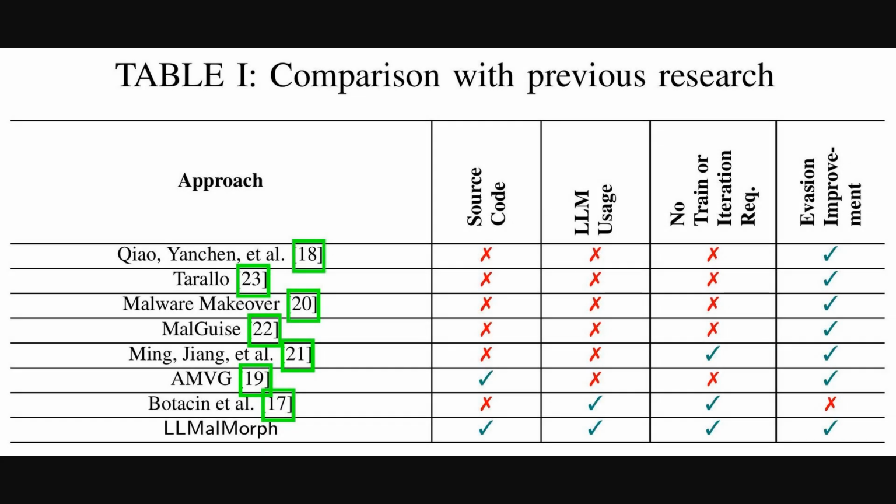Alright, to put their work in context, this first table compares the LLMalMorph framework against previous research. You can see it's one of only a few approaches that works directly with source code. But what really makes it stand out is that it's the only method listed that uses an LLM and, critically, doesn't require any resource-intensive training or iteration. This combination of working with source code and using a pre-trained LLM without fine-tuning is what makes the approach so novel and, potentially, so accessible for generating these malware variants.